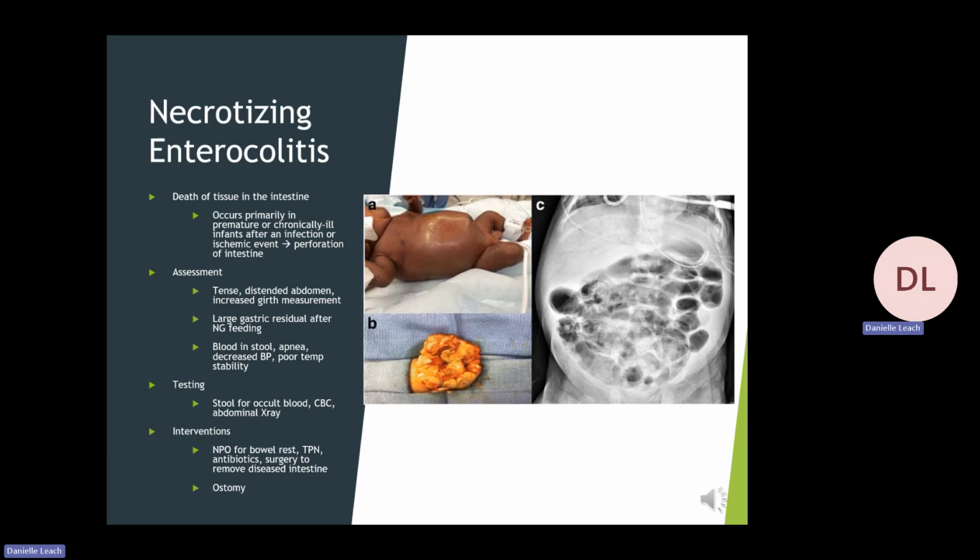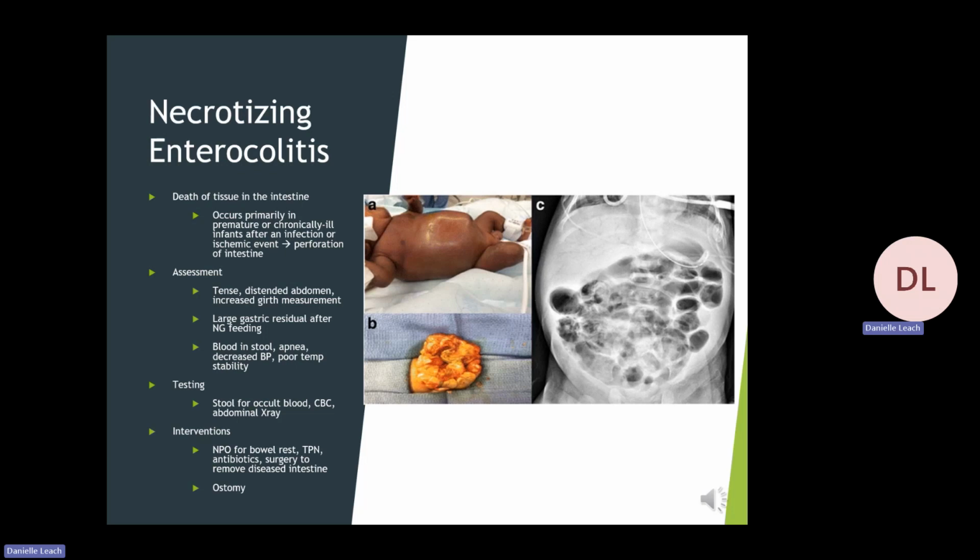Interventions, they're going to immediately be NPO to allow their bowel to rest. So they're probably not going to be able to eat for a rather long period of time. So it's extended bowel rest. So usually they're going to need things like TPN and lipids, and not just normal IV fluids because it's going to be an extended period of time. Usually on antibiotics to prevent any sort of infection or treat any that they may already have.